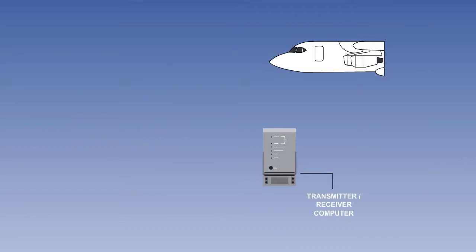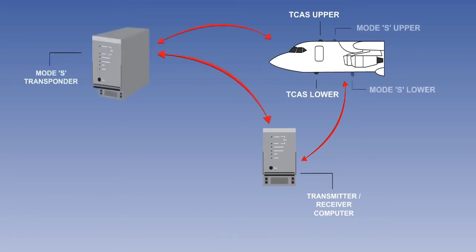The transponder is a transmitter, receiver, and computer in one combined unit. For the system to transmit and receive, we require aerials which are fitted to the top and bottom of the aeroplane fuselage. In addition, with version 7 of TCAS 2, which is the ICAO standard system, we also incorporate mode S, which incorporates a discrete data link between aeroplanes.